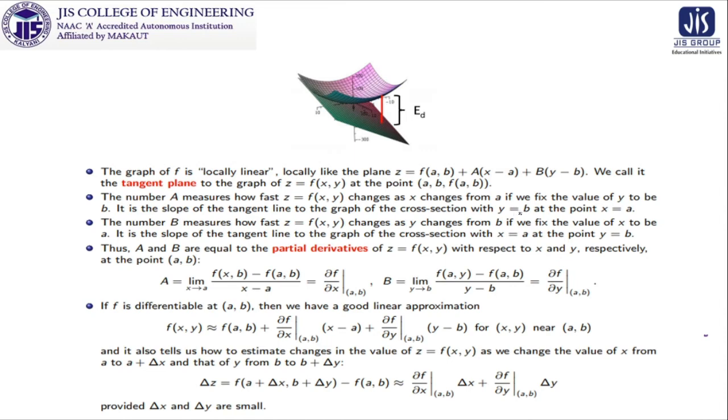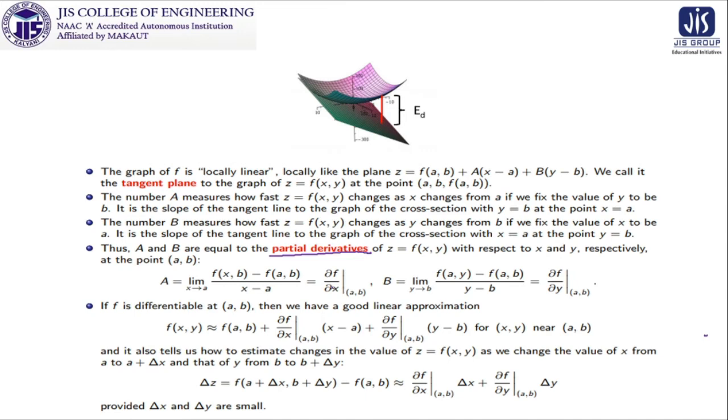Now if we fix the value of x and we measure y, or if we fix the value of y and we measure x, what is that? That is nothing but the concept of partial derivative. So a and b are equal to the partial derivatives of z equals f(x,y) with respect to x and y respectively at the point, which we can write as del f del x and del f del y.